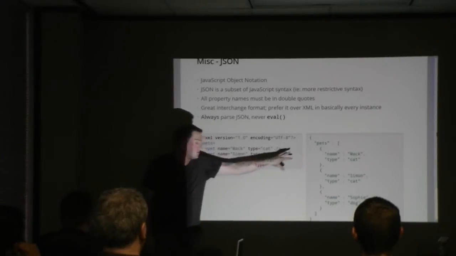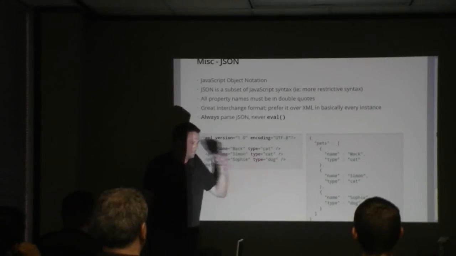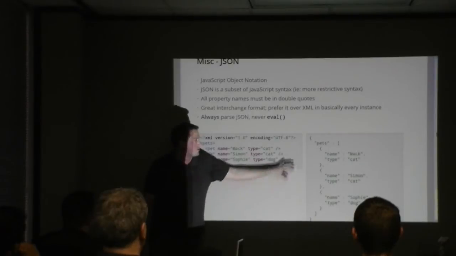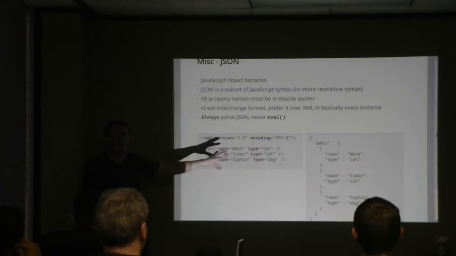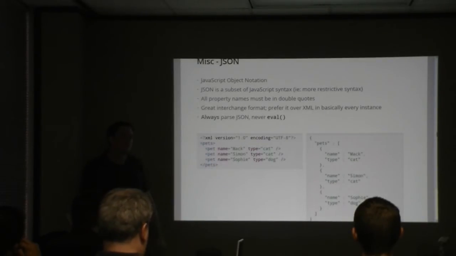Like so, pets is a value on our top level object, and we have an array, and the array is full of objects that are types of pets, right? So everyone's seeing how that's a data structure. It's effectively the same thing as this. These are effectively the same data structure, just represented in different ways.